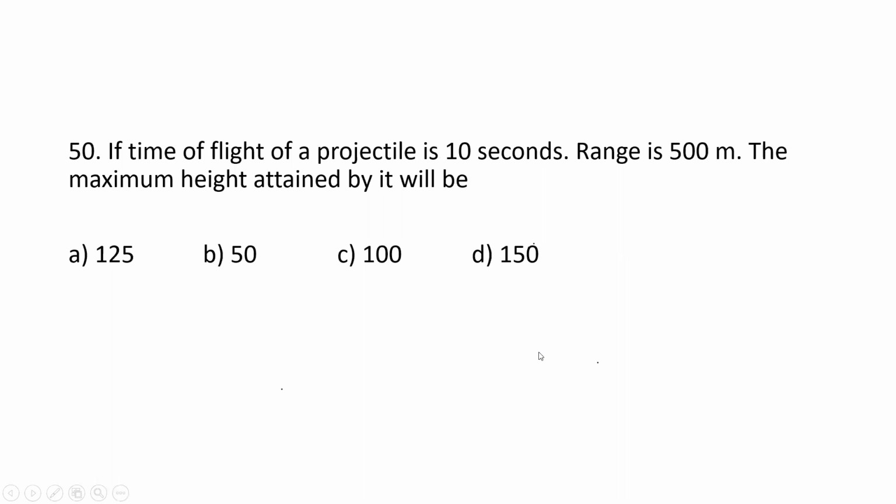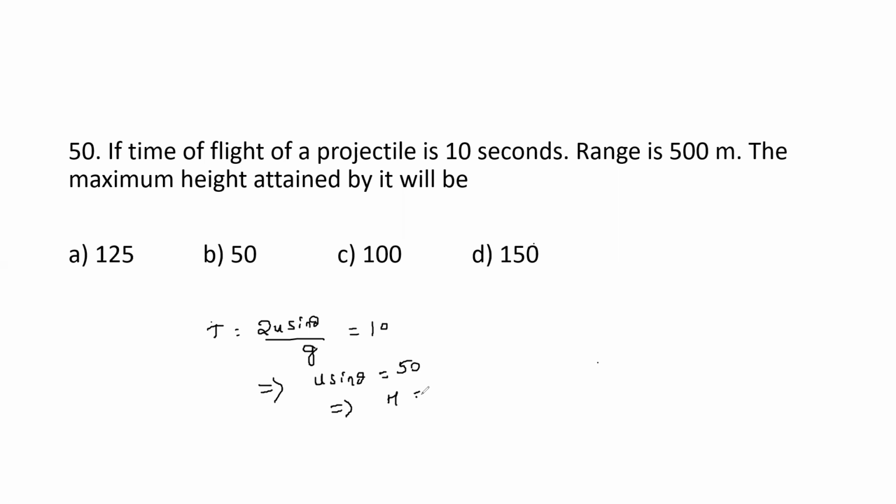If time of flight of a projectile is 10 seconds and range is 500 meter, the maximum height attained will be? So very simple. We need to take the formula of height. The time of flight T is equal to 2u sine theta divided by g, and they are saying it is 10 seconds. Here in this equation, we can write u sine theta is equal to, if you take g as 10, 10 into 10 is 100, 100 divided by 2 is nothing but 50.